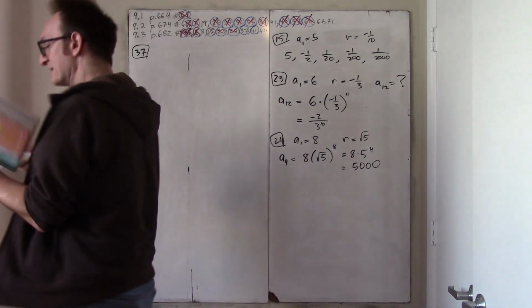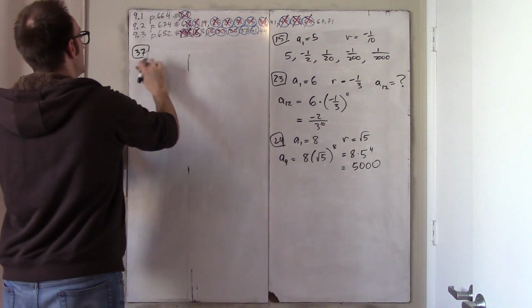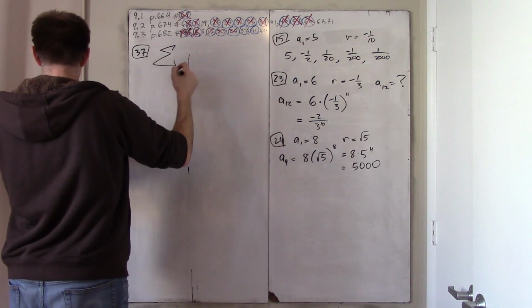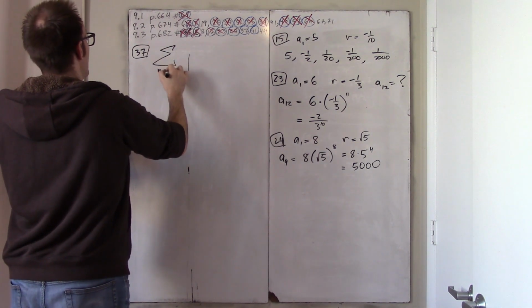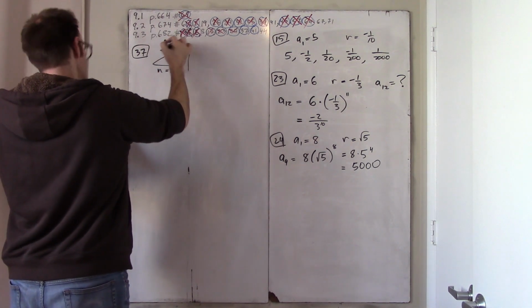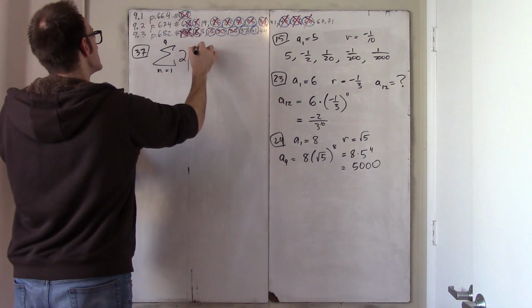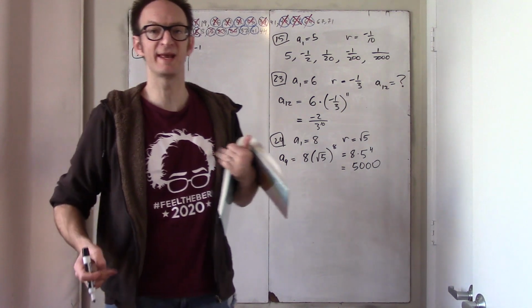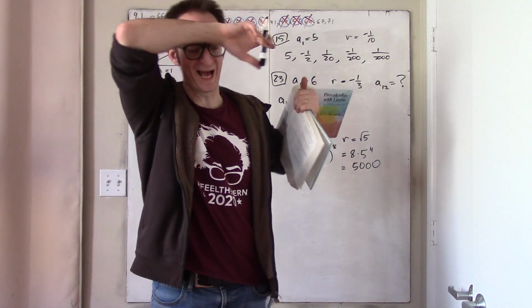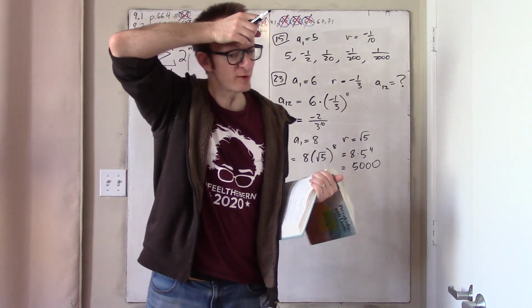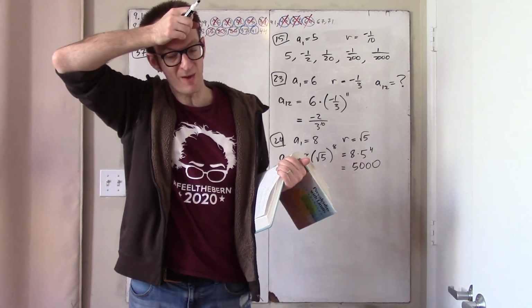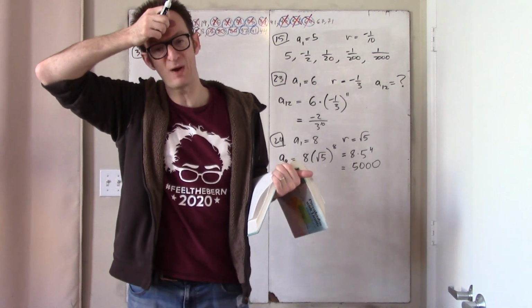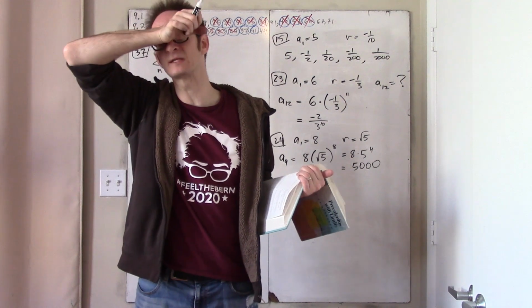Number 37 says, find the indicated sum. Okay, so this is similar to what I was saying in the previous video. I want the sum from n equals 1 to 9 of 2 to the n minus 1. Here I feel even more strongly that beginning students in pre-calculus, who are learning things for the first time, should probably, no matter how smart you think you are, just get rid of the sigma notation.